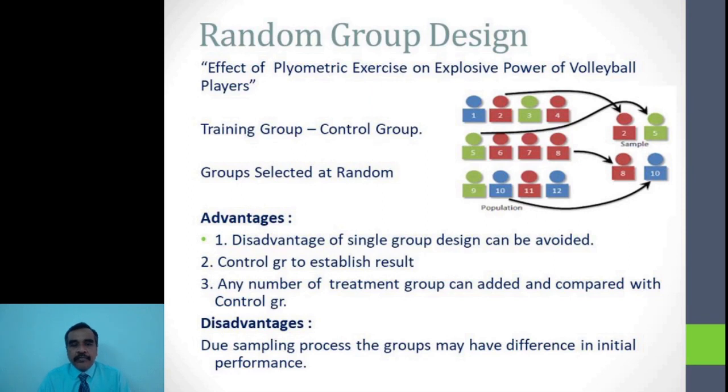Random group design. Say for example, for the research title, effect of plyometric exercise on explosive power of volleyball players. Here there are two groups, one is training group, another one is control group. What do you mean by control group? Control group is nothing but they will be under the control of the researcher, but they will not involve in the experimental training. The training group only will be given the plyometric exercise.